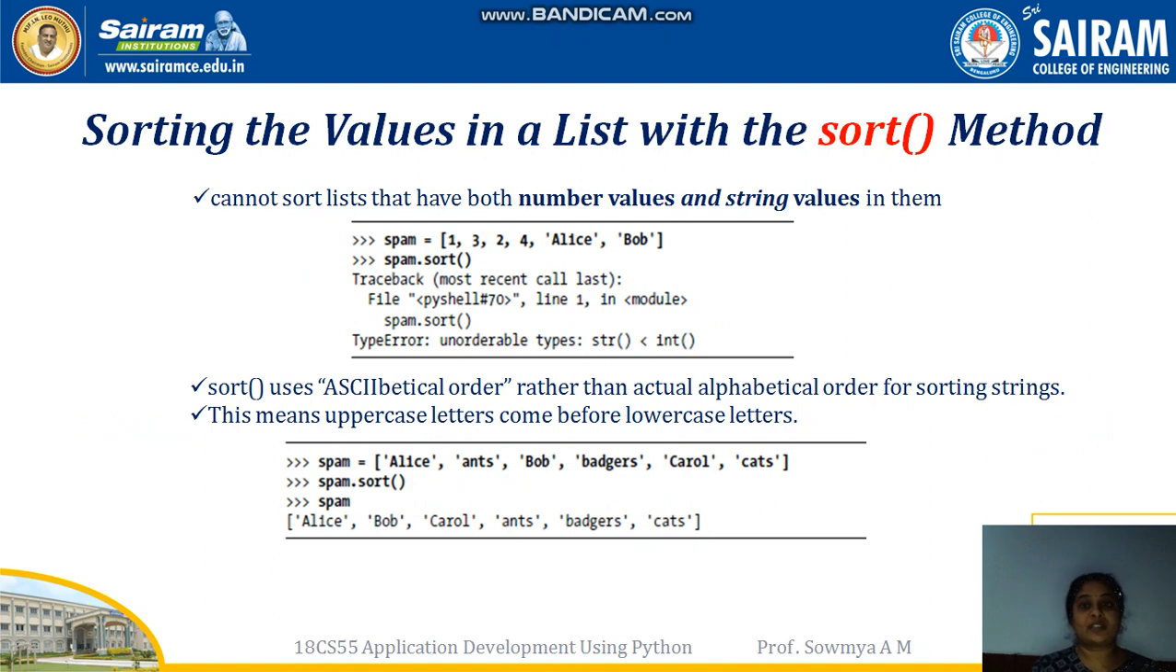And next, what happens if you are sorting with both numbers and strings? If you give strings and also numbers, that will generate an error, mentioning string and integer. And if you have characters like capital and small letters, then the sort function sorts capital letters A to Z first, then small letters, because the ASCII values of capital letters are lesser compared to the ASCII values of small letters.